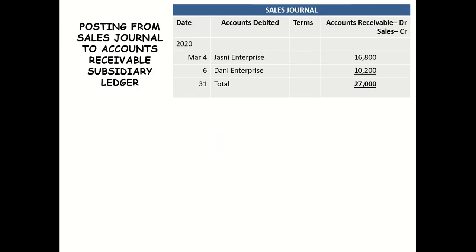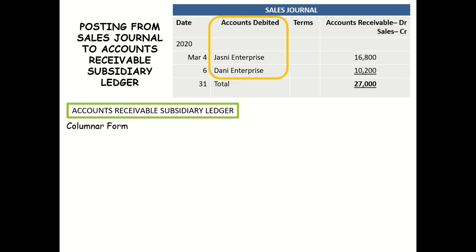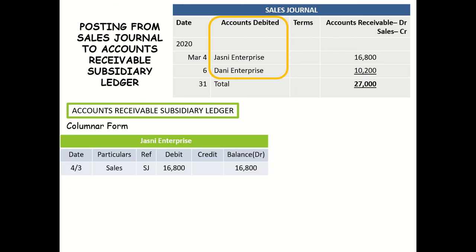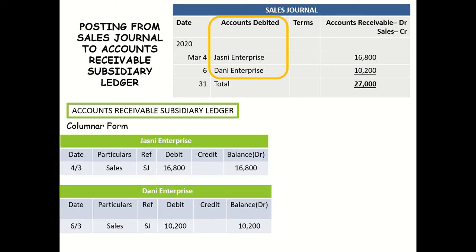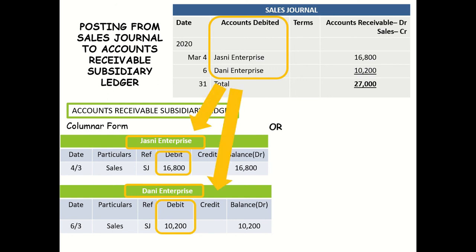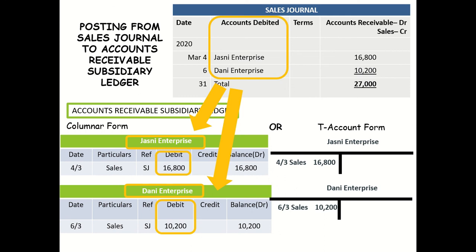Next, let us look into posting from journal to subsidiary ledger. There are 2 debtors, Jasny Enterprise and Danny Enterprise, in the sales journal, so we have to open 2 accounts in accounts receivable subsidiary ledger. One for Jasny Enterprise and another one for Danny Enterprise. The amounts would be recorded in the debit column. Alternatively, the accounts receivable subsidiary ledger can be done in T-account form as follows.